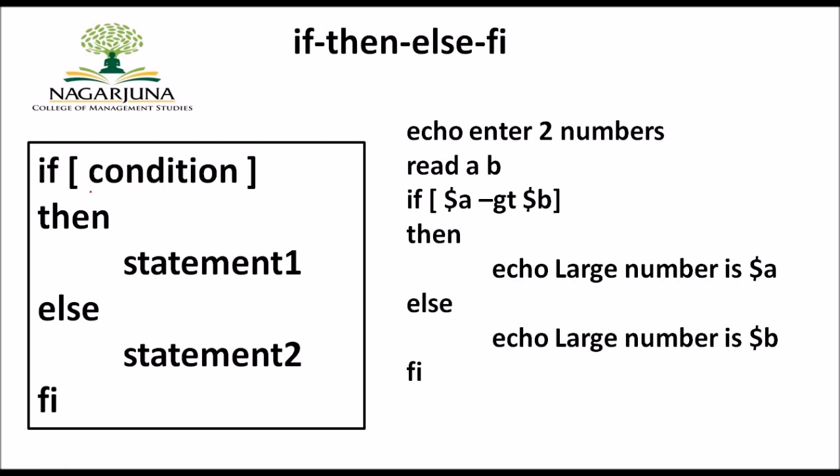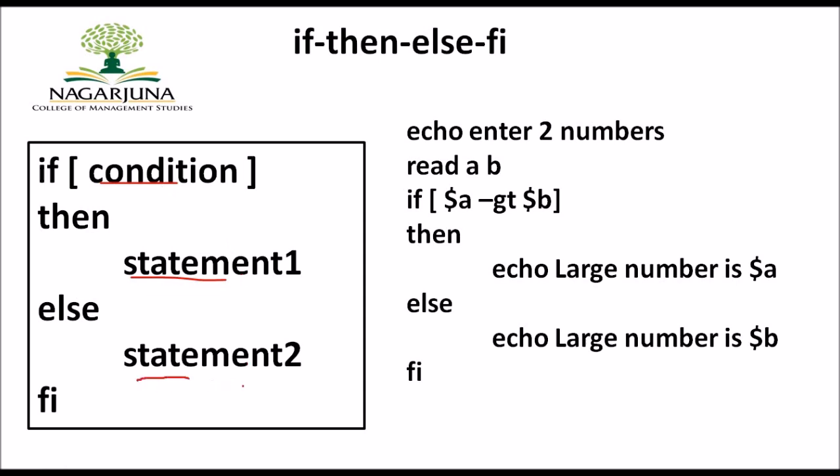This is the general syntax. We provide the condition here. If the condition is true, then it returns a value called 0, then statement 1 will be executed. If the condition is false, then it returns a value 1, so that statement 1 will not be executed.